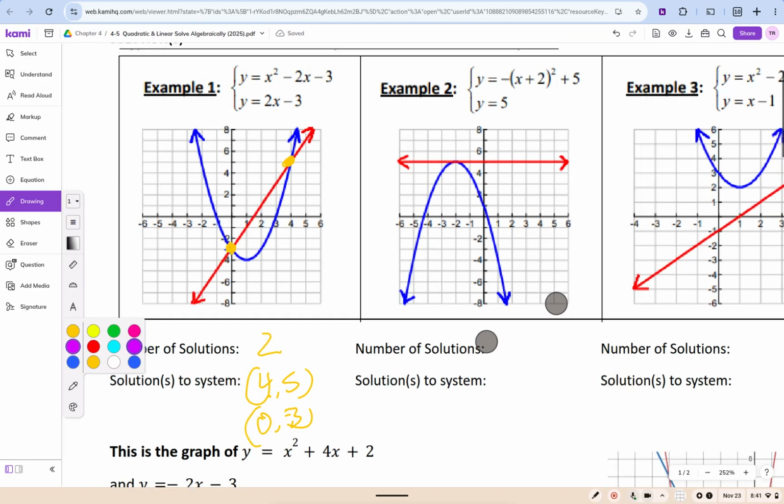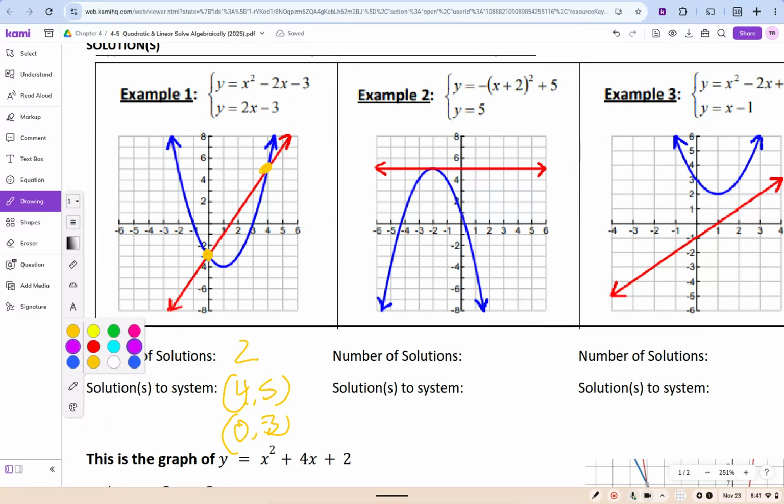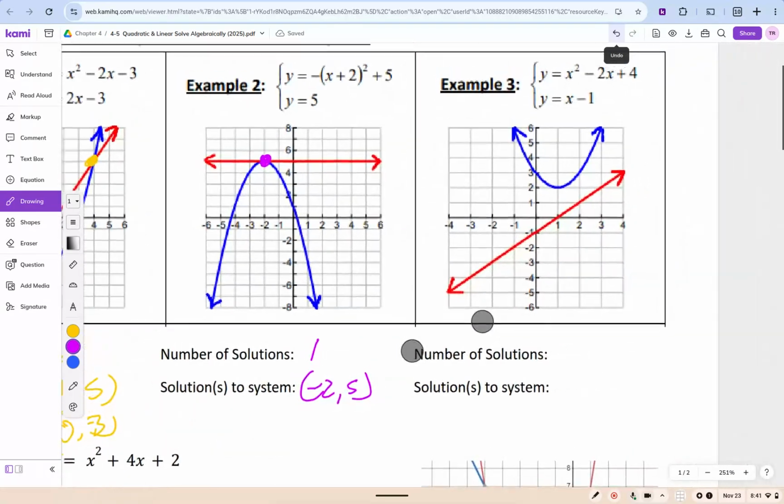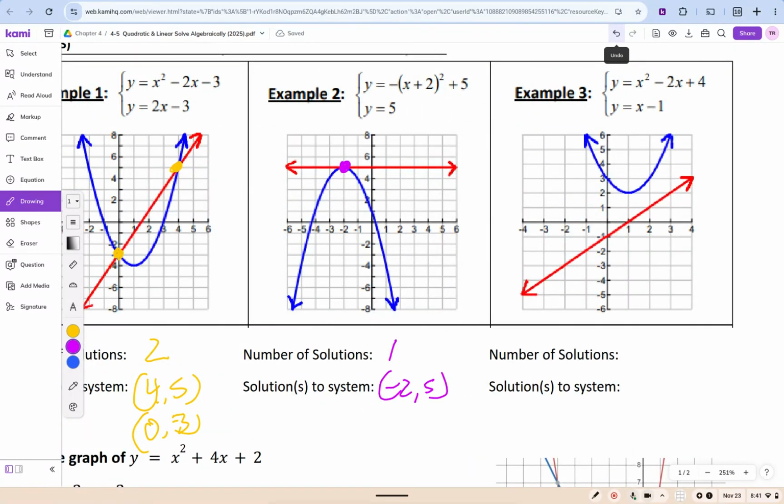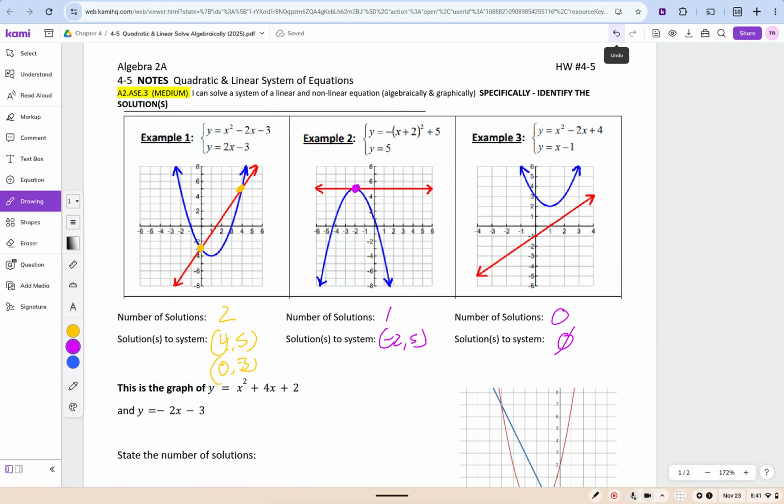And so the second one, again, we just have two separate functions. We don't really care right now about the equations themselves. So this crosses only one time, and it's right there. So one answer, and that's at -2, 5. And the last one, you can see the line is not crossing at all, so the solution is no solution, because it doesn't cross.